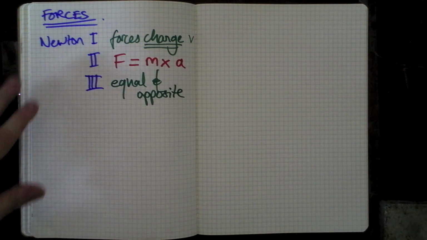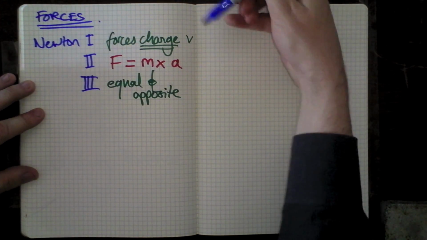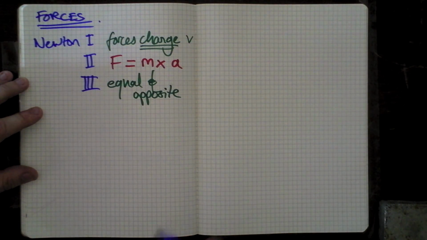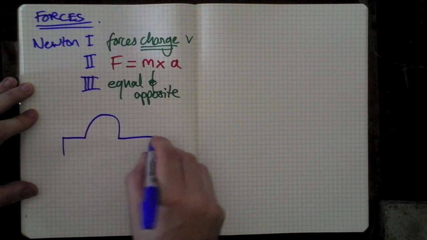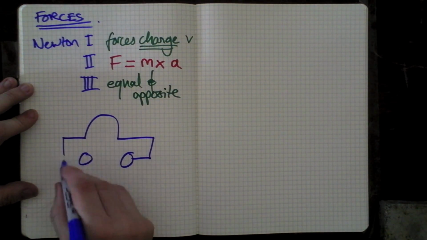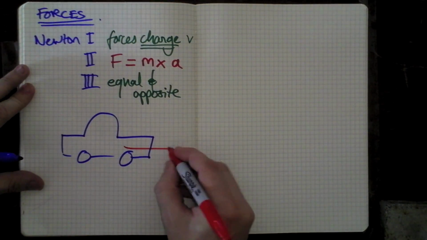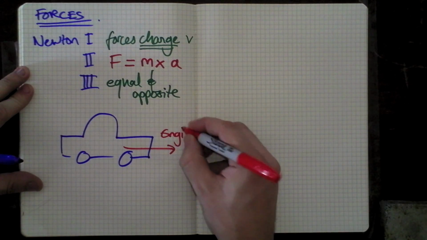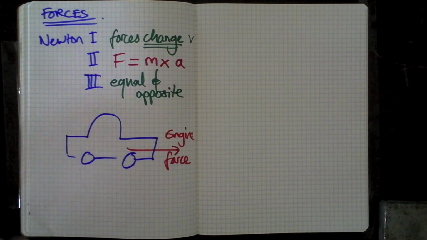Now imagine for a moment, thinking especially about those first 2 laws, forces changing velocities, and the size of the force giving you that size of acceleration. Let's imagine a car for a moment. Marvel at my high quality artwork. Here's a car. It has 2 forces acting on it. It has an engine force pushing forwards. And that engine force, you can see from the size of the arrow, is quite significant.